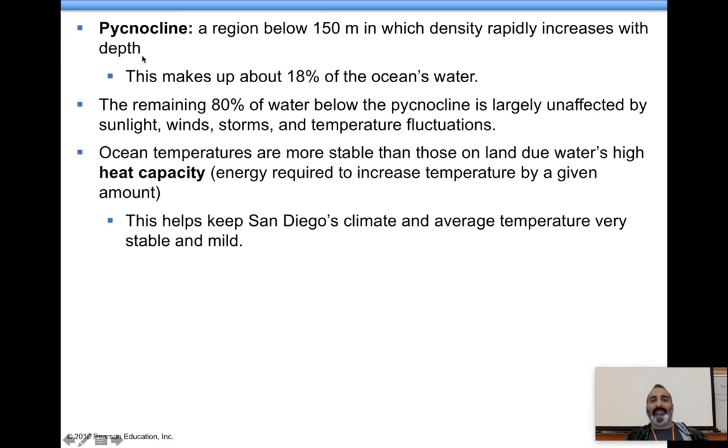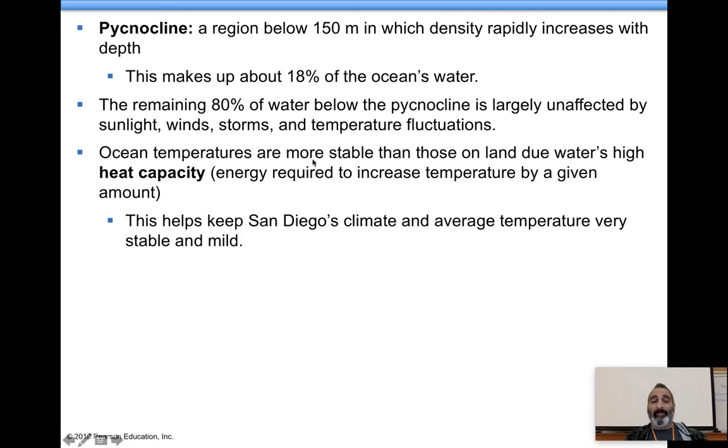The pycnocline, this is the area basically where it gets very dense very quickly. This is below the surface layer, so this makes up 18% of the ocean layer. The surface layer is about 2%. Below that is the pycnocline, it's about 18%. So it gets very dense very quickly. Below the pycnocline, 80% of the water resides below that point.